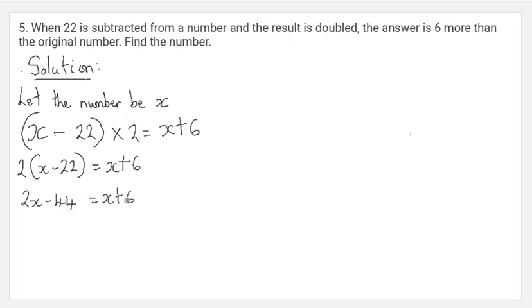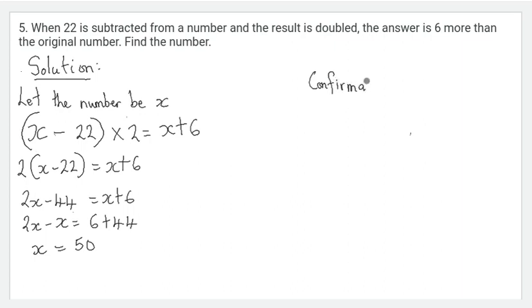Collect like terms and move on. You take your x this way, bring your 44 the other way. So this will be 2x minus x is equal to 6 plus 44. And there we have our answer. x is equal to 50. Am I correct? Yep. So let's confirm if 50 is actually the number, and if it's not, we'll have to go back to our workings.